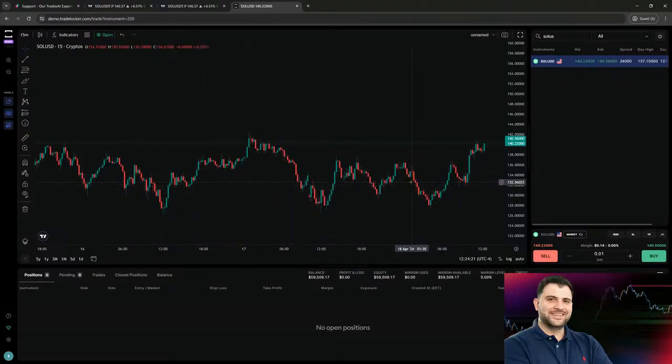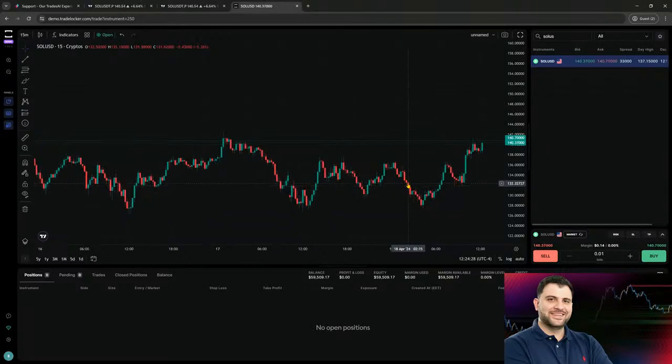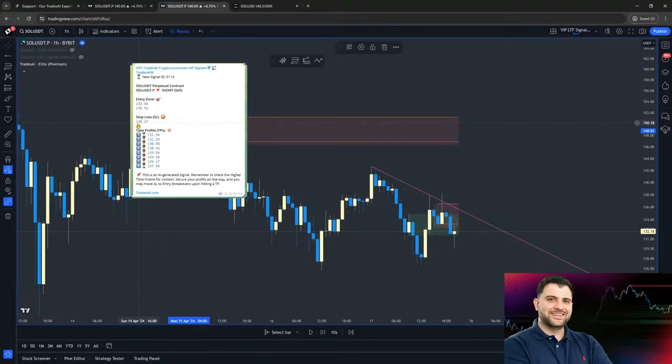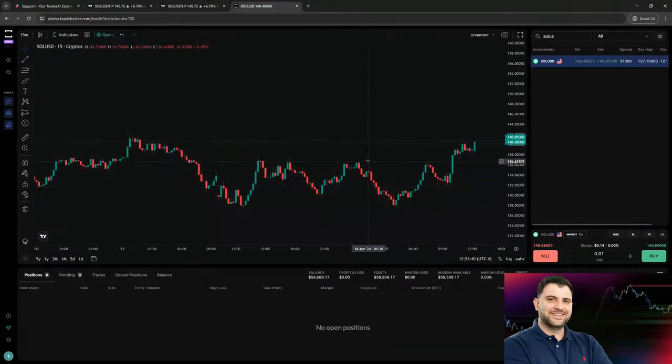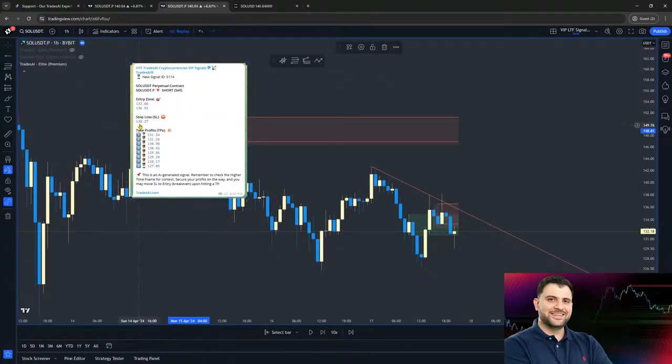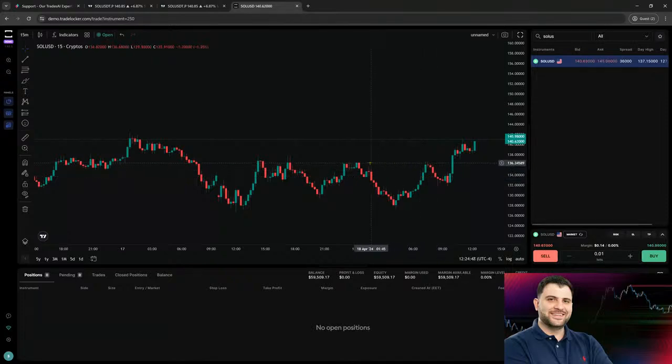So this is almost the region, okay? So I'm going to short here. I don't need to wait for the exact touch. As long as the price is near it, I'll just enter a market short, or I'll place a limit order in this zone. And it's saying to put my stop loss around 138.27. So I'll see what that is. 138.27. Yeah, somewhere around here. So I'm going to put it around this zone here.